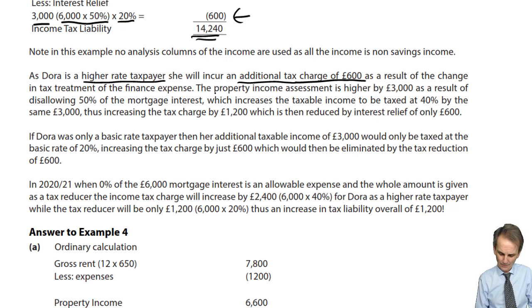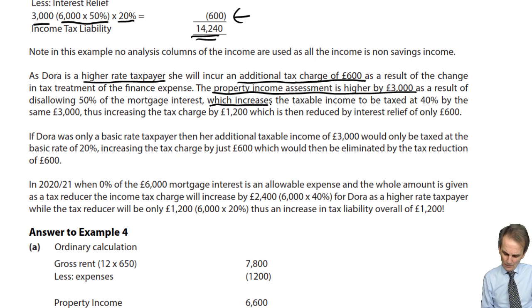Look at what happens. The property income assessment is higher by £3,000. If we had been allowed to deduct the full £6,000 finance expense as once we were, it wouldn't be a problem. Our expense would be £3,000 bigger, our net assessment £3,000 lower.